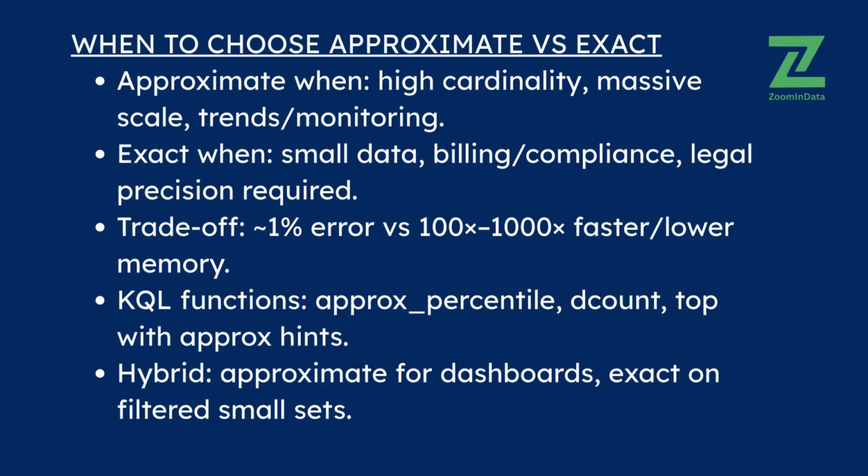The trade-off is huge. Approximate delivers 100 times to 1,000 times faster queries with tiny memory. Exact often fails or takes forever. KQL makes it easy with approximately _percentile, dcount, top with approximate hints. Smart hybrid: use approximate for live dashboards and exploration, then exact on filtered small subsets for final reporting. Choose based on scale and precision needs. Approximate is not wrong, it's smart engineering.